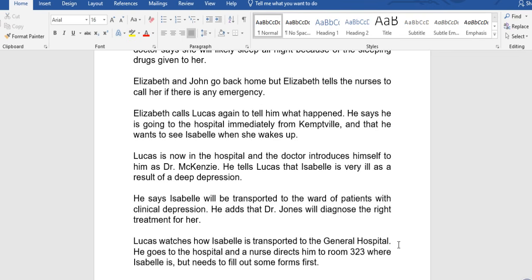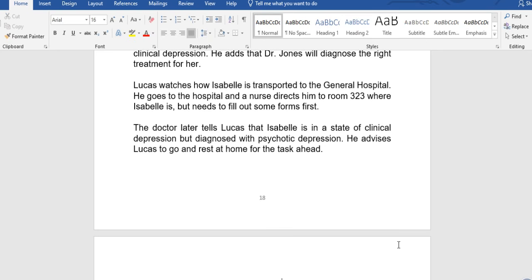Elizabeth calls Lucas again to tell him what happened. He says he's going to the hospital immediately from Kempfield and that he wants to see Isabel when she wakes up. Lucas is now in the hospital.